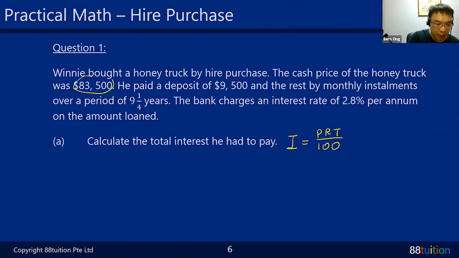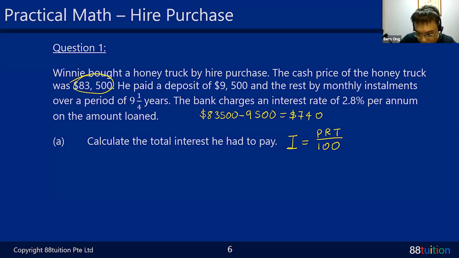What is the principal? Is it 83,500? Stop. Remember, he already put a deposit of 9,500. He never borrowed 83,500 from the bank. So how much did he borrow? You can simply take 83,500 minus 9,500 because he already paid this deposit to the car dealer. So he still owes the bank $74,000. He's going to borrow $74,000 from the bank.